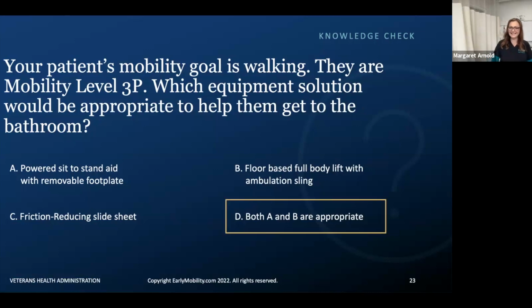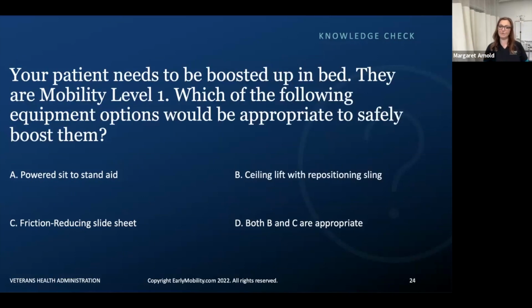The answer is D. You could use a sit-to-stand aid with a removable foot plate or a full body lift with an ambulation sling. Now, if you had a sit-to-stand aid with a fixed foot plate, that would achieve a goal of standing, but your patient's mobility goal is walking. So if you have a fixed foot plate, then of these solutions, only the floor-based lift with an ambulation sling would be appropriate. But because your sit-to-stand aid has a removable foot plate, you can achieve that patient's mobility goal of walking. Let's look at another example.